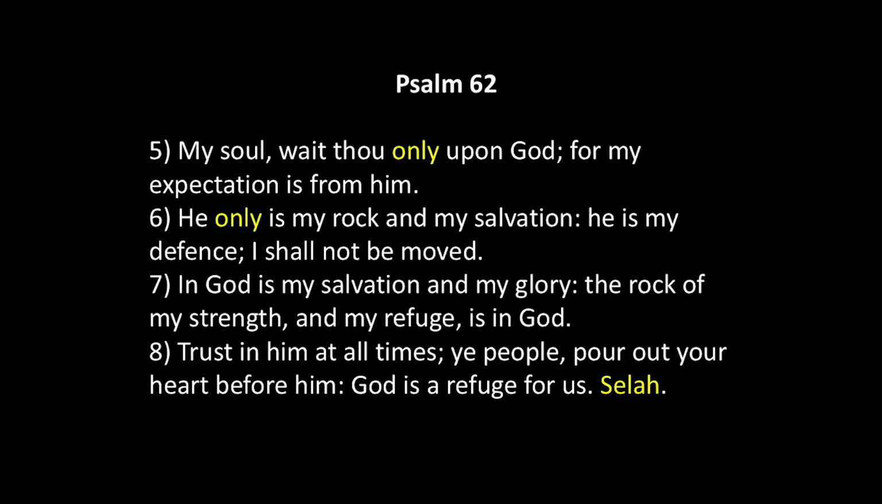Let's go to part 2. Wait thou only upon God. You see the word only highlighted. Look down at verse 6. He only is my rock and my salvation. And then down at the end of verse 8, Selah. Selah. Okay, that's the second part of this psalm. Now let's go to part 3.